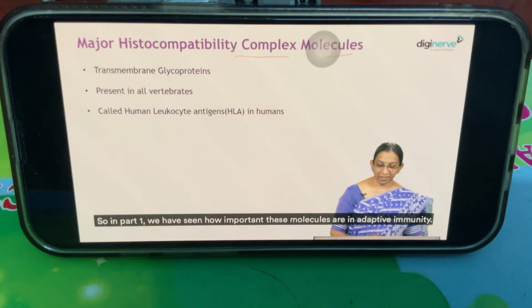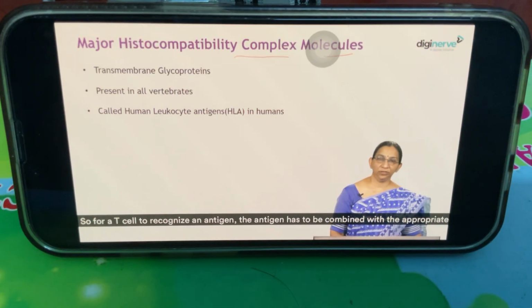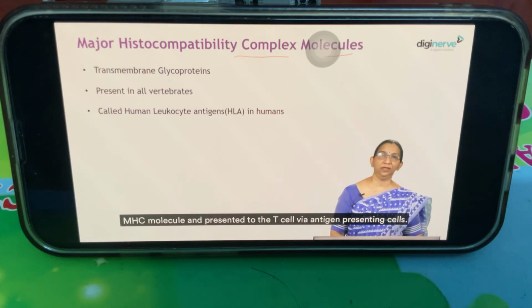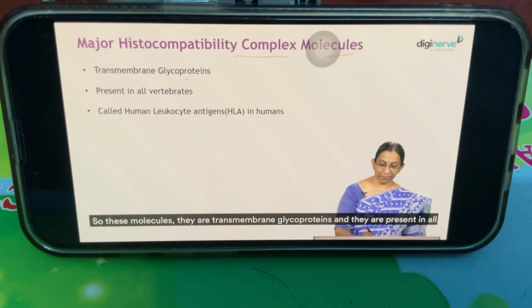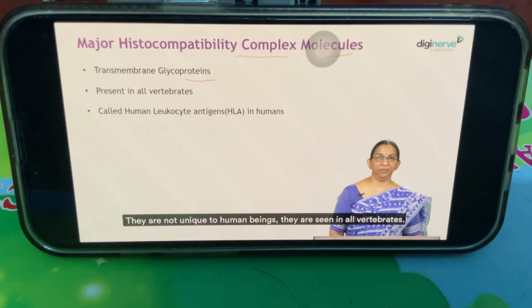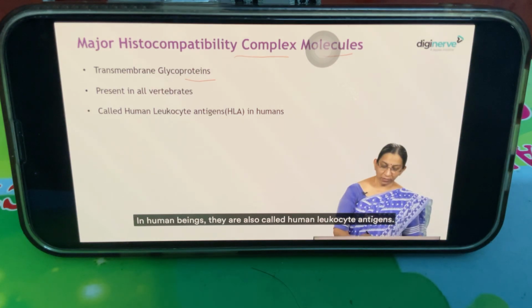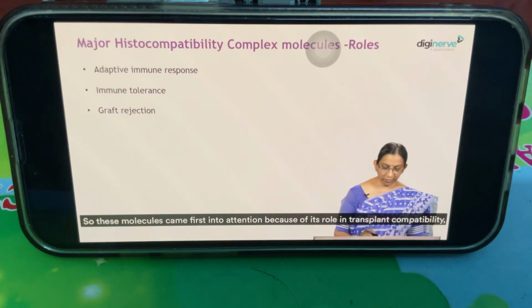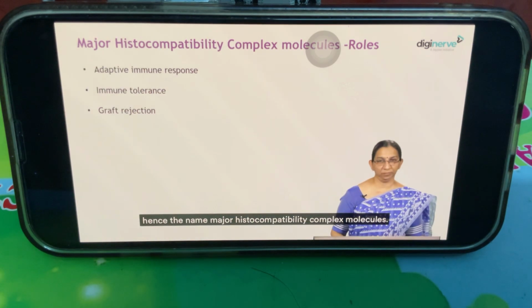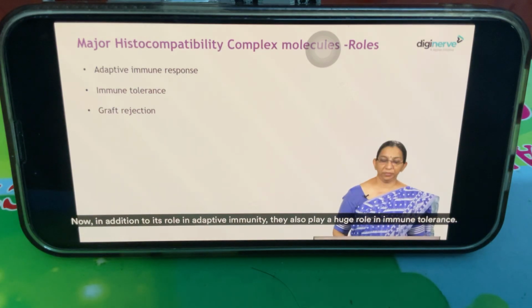So in part 1, we have seen how important these molecules are in adaptive immunity. For a T cell to recognize an antigen, the antigen has to be combined with the appropriate MHC molecule and presented to the T cell via antigen-presenting cells. These molecules are transmembrane glycoproteins and they are present in all nucleated cells. They are not unique to human beings. They are seen in all vertebrates. In human beings, they are also called human leukocyte antigens. These molecules came first into attention because of their role in transplant compatibility, hence the name major histocompatibility complex molecules. Now, in addition to their role in adaptive immunity, they also play a huge role in immune tolerance.